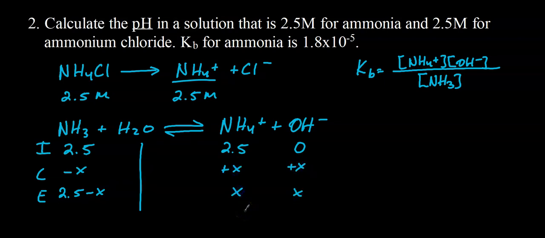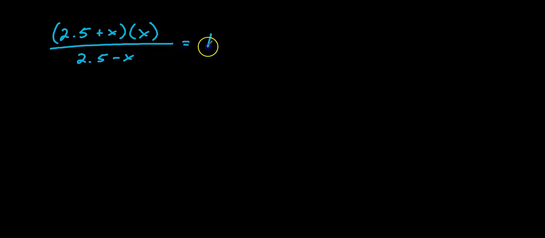All right, so we have our equilibrium. Whoops, that is not X there. That is 2.5 plus X. We have our equilibrium concentrations. Let's plug them into our Kb expression. I'm going to go to a new slide just so I have some more room to work here. So we have 2.5 plus X times X over 2.5 minus X is equal to our Kb.